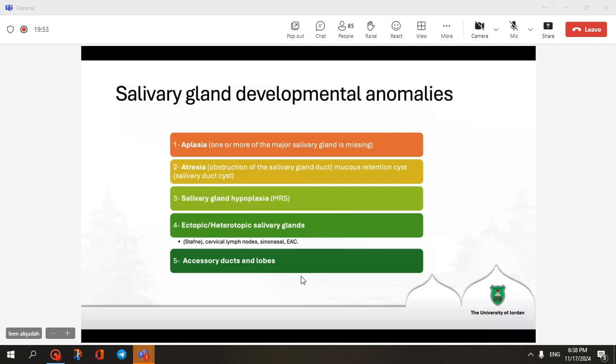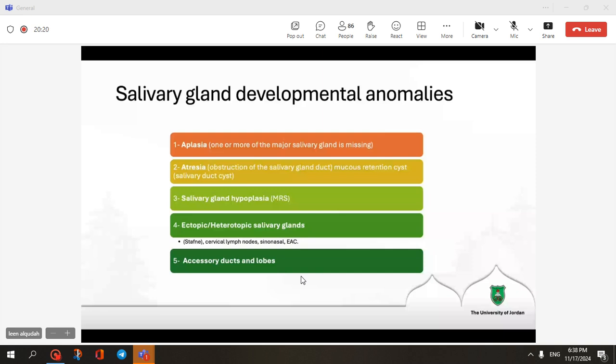I forgot the third. It's okay. So Melkerson-Rosenthal syndrome has a triad: recurring lip swelling, also known as cheilitis granulomatosa. The second thing is the facial paralysis, and the third that you all mentioned, the fissure tongue. This is one of the syndromes that leads to salivary gland hypoplasia, meaning that the cells are hypoplastic.